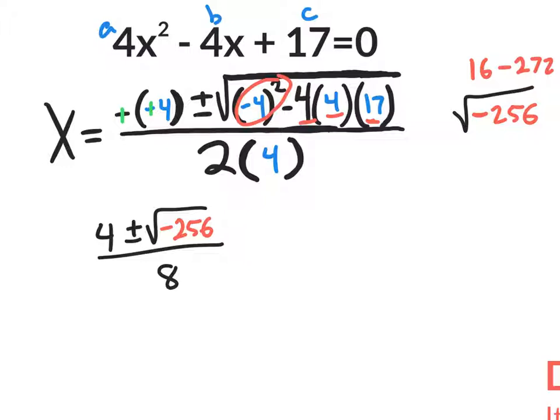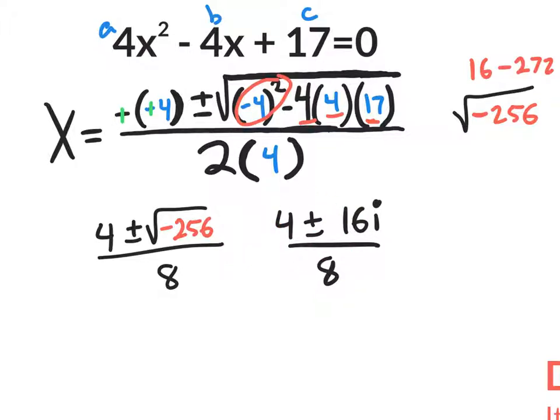Anyways, what is the square root of negative 256? I have 4 plus or minus. What's the square root of 256? Anybody? Calculator? 16. So the negative would mean that you have a 16i, correct? And it's still over 8. So what should I do here? Yeah, I would reduce everything by 4, right?